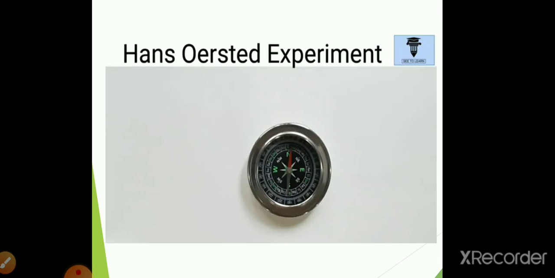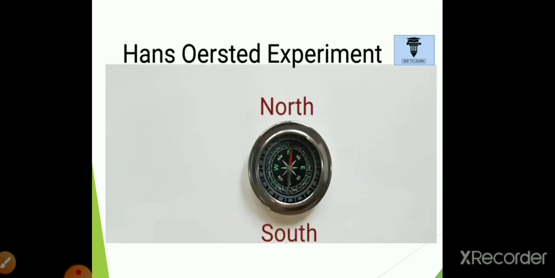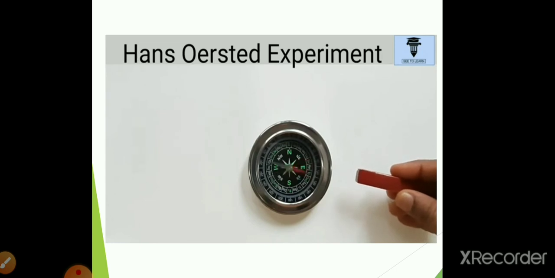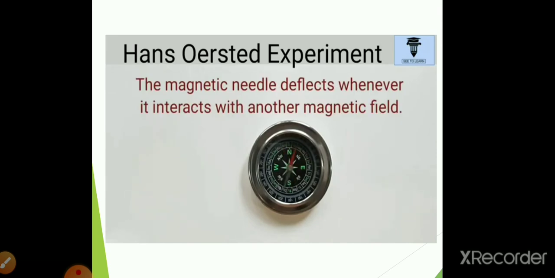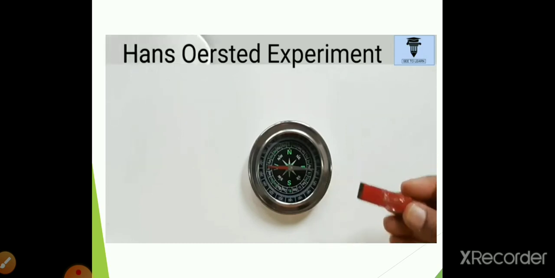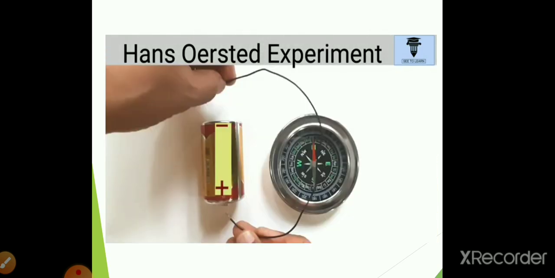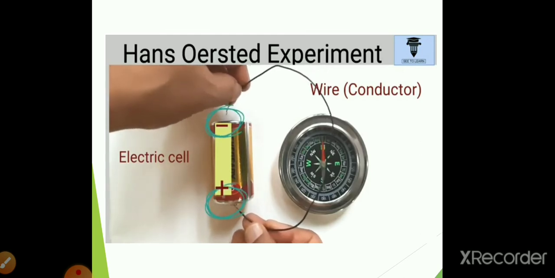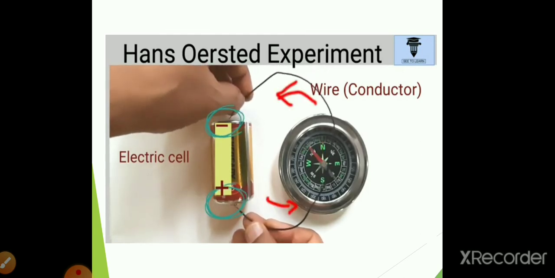Hey guys, you all know that the needle of the compass always points in the north-south direction. But see what happens when a magnet comes near it. The needle of the compass deflects. The magnetic needle deflects whenever it interacts with another magnetic field, right? On this note, let's do an activity. Here, I take an electric cell and a wire. I connect the two ends of the wire to the two terminals of the cell. So, an electric current flows through the wire.